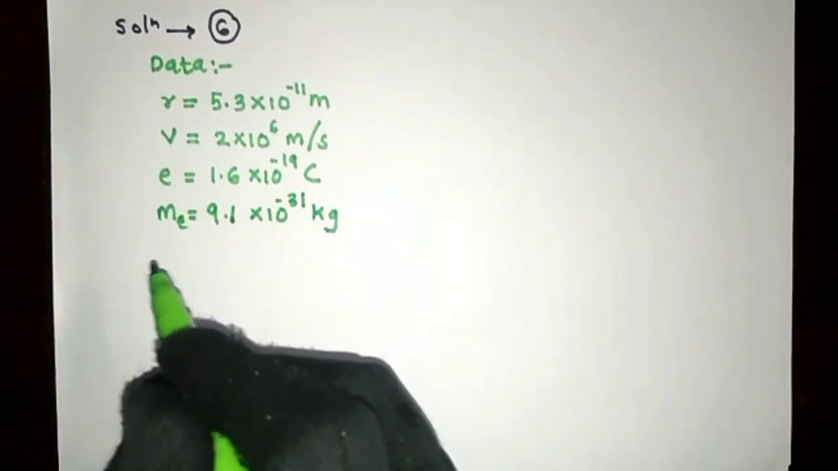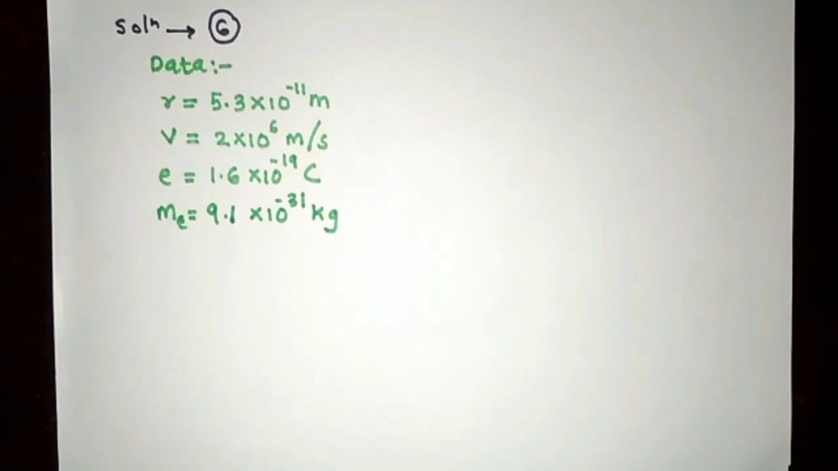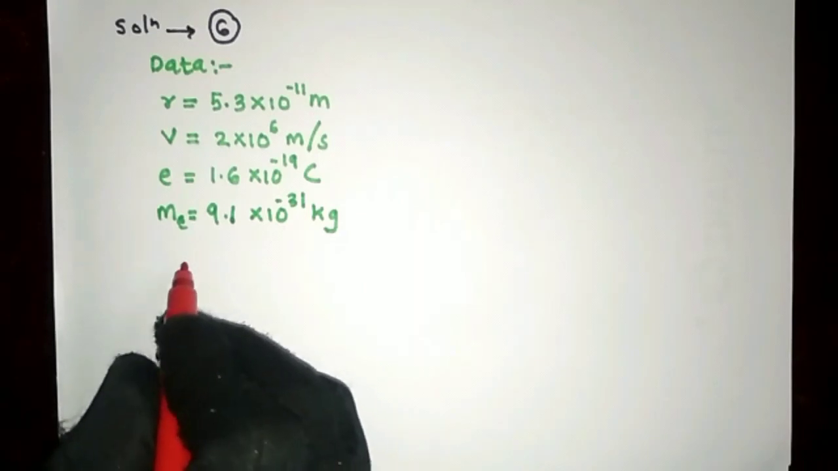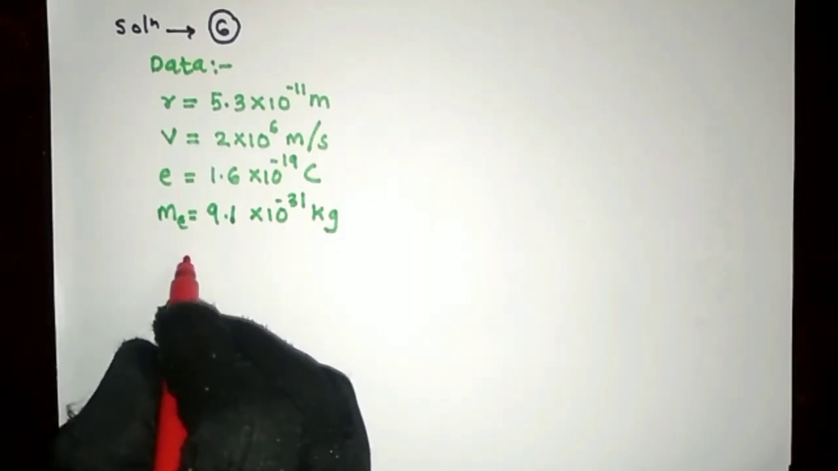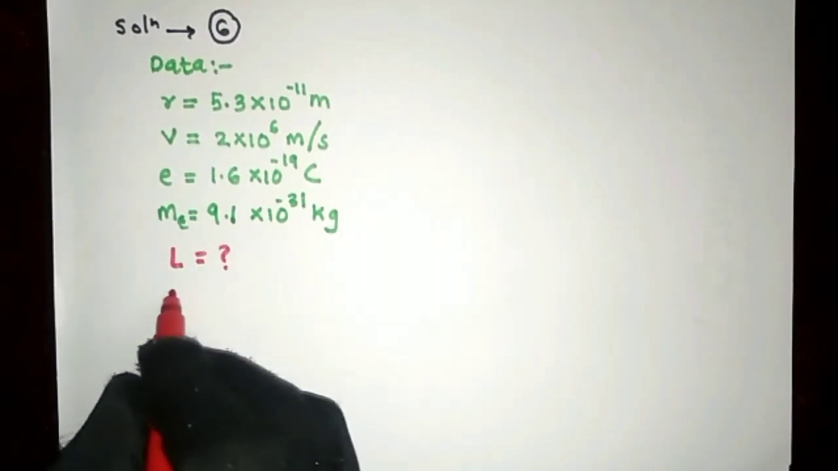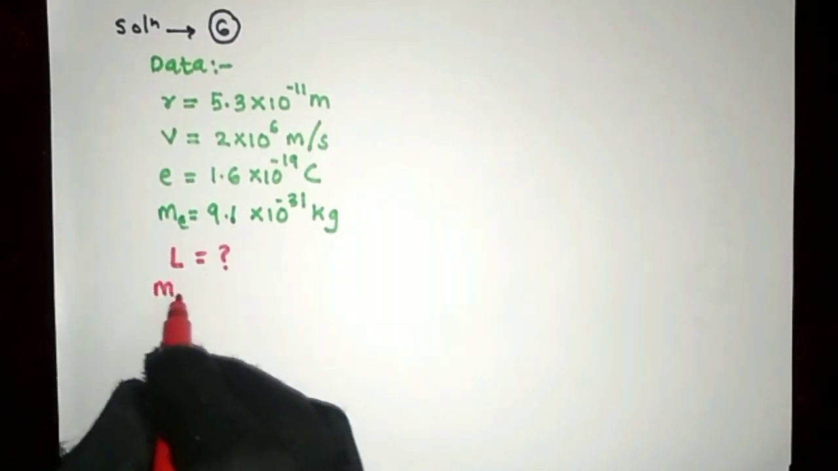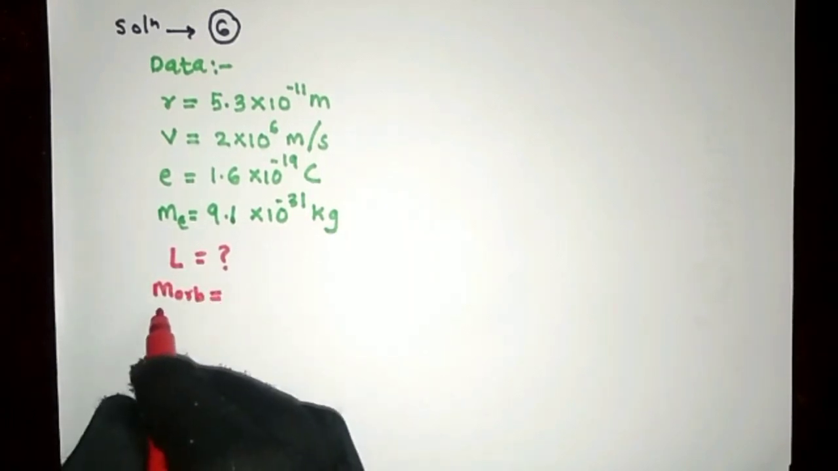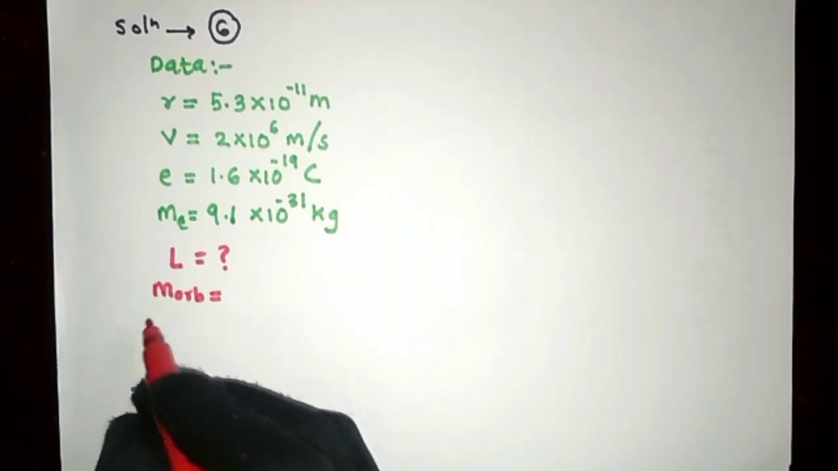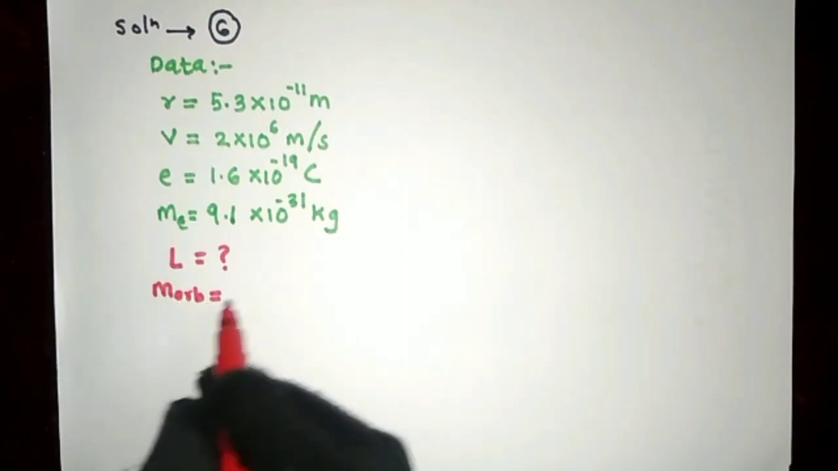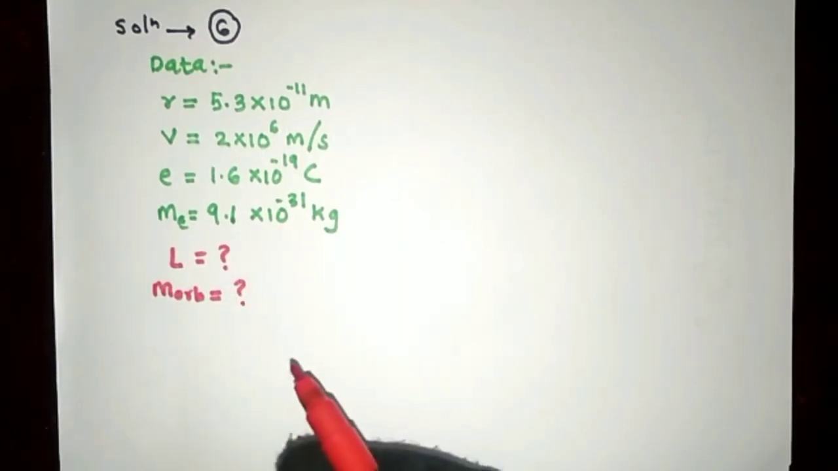These are the data, and first of all we have to find L, that is the angular momentum, and also we have to determine the orbital magnetic dipole moment, that is small m, but as it is the orbital magnetic moment, we are going to write small m orb, that is orbit. So this is what we have to determine.